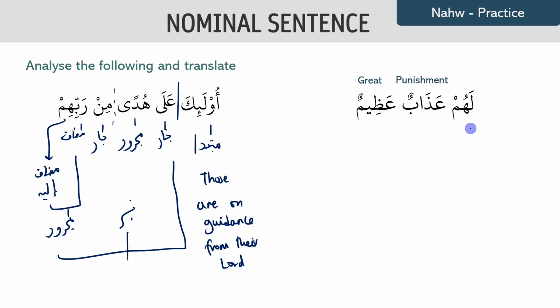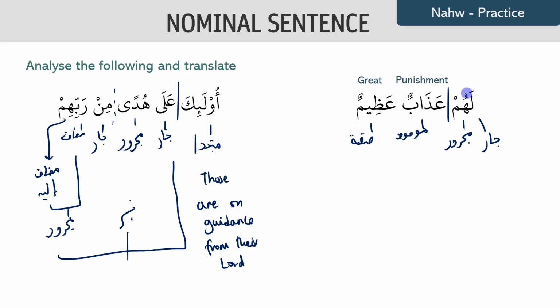Let's have a look at the next one. Lahum adhabun azim. Lahum, this lahum is a huruf al-jar, and the hum is its majroor. And then adhabun azim, this word adhab has no link. There's no link between adhab and the jar majroor, which means that we can put a break in here. There's a break in the chain, there's a break in the grammatical structures. There's no more links. Adhab and azim, these are actually mawsoof and sifa.